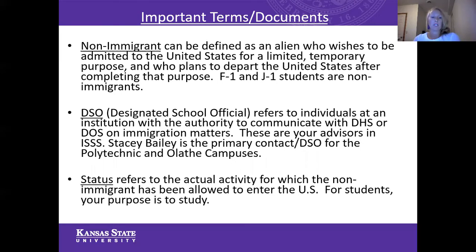A DSO. This is a designated school official. It refers to individuals at institutions, like your advisors at ISSS, with the authority to communicate with the Department of Homeland Security or the Department of State on immigration matters. I serve as the main point of contact for students and colleagues for the Polytechnic and the Olathe campuses. But some of your paperwork will still be processed by the advisors assigned to you. Status. This refers to the actual activity for which you were admitted to the United States to do. So for students, your purpose is to study.